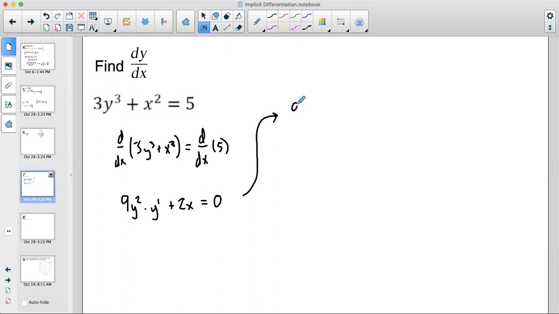And I get 9y squared dy/dx, I'll write it as dy/dx because that's what the problem said, equals negative 2x. Now I divide both sides by this 9y squared. I get dy/dx equals negative 2x over 9y squared. And that's how this works. We found dy/dx. We did it. Go us.